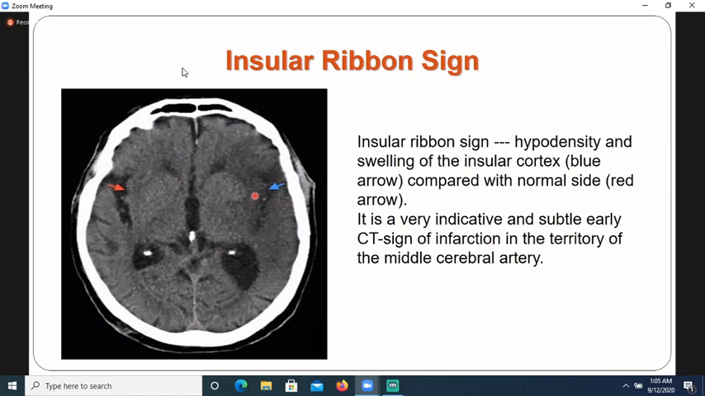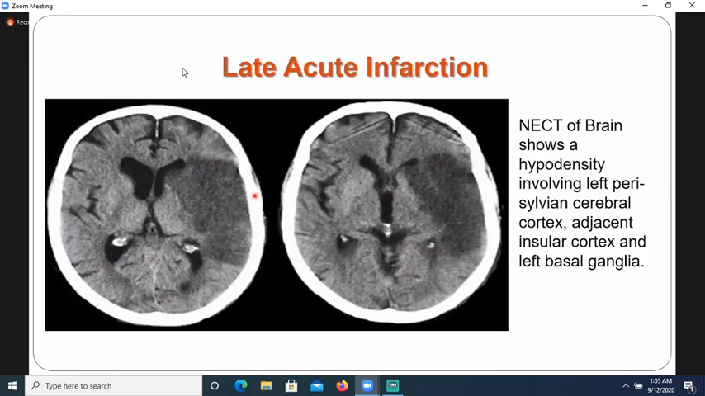Then the late acute infarction: there is a hypodense lesion in the right frontoparietal region with a mass effect. You see there is effacement of this ventricle, and a difference in size, so there is effacement of the ipsilateral lateral ventricle. This hypodensity in the frontoparietal region is adjacent to the insular cortex. This is the insular cortex. The insular cortex is also involved. The basal ganglia is also involved. So this is the late acute infarction.